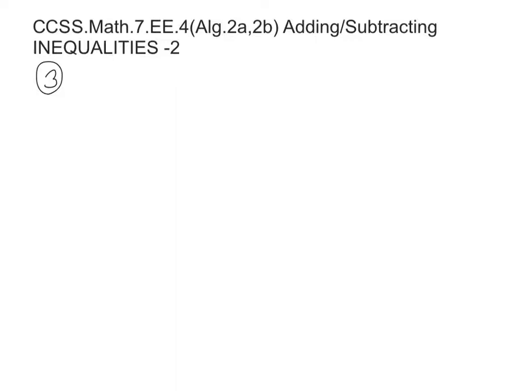Common Core State Standards Math, 7th grade, expressions and equations for Algebra 2A and 2B, and we're still adding and subtracting inequalities. And so it's going to get a little harder, so pay attention. A plus 1/2 is less than 2. And you need to solve and graph this one.